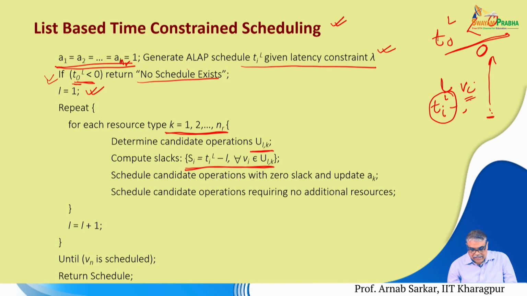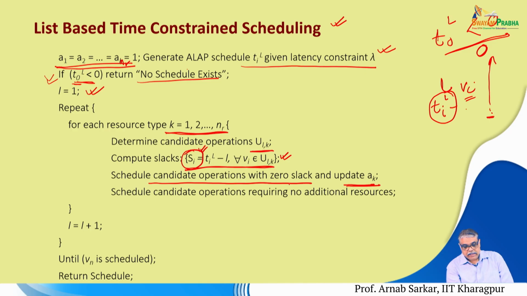I can still possibly schedule the ith operation without violating the deadline if I schedule it TIL minus L time steps later than the current time step. L is the current time step, TIL is the latest time step by which I must schedule the operation Vi. So TIL minus L is the current slack value Si. For each candidate operation in ULK, I determine the Si values and then I schedule candidate operations with 0 slack and update AK.